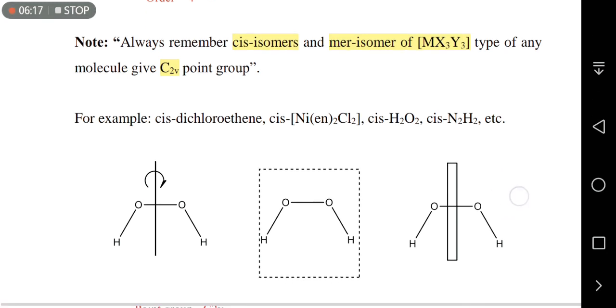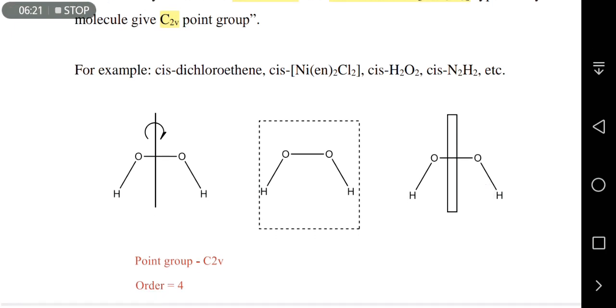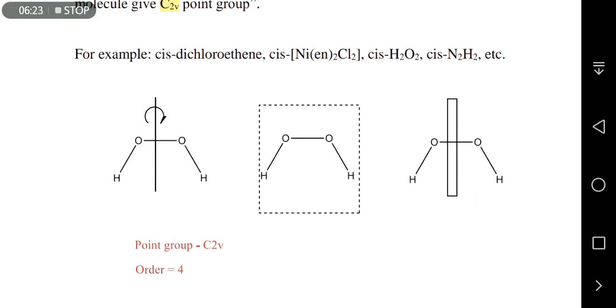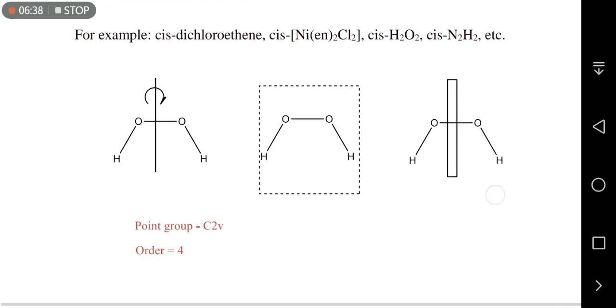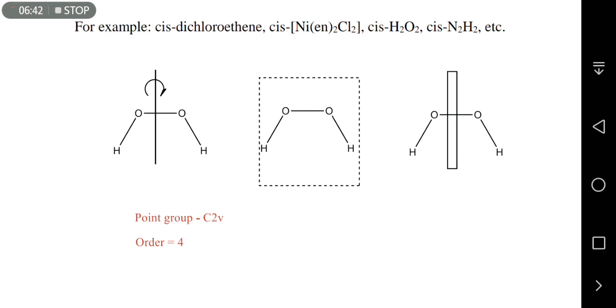Okay, now let's start. You can see here cis-dichloroethene, cis-Ni(en)2Cl2, cis-H2O2, cis-N2H2, etc. You know that N2H2 generally exists in trans form. If it's given in cis form, what is the point group of that molecule? You can draw it and find out the point group. So all such type of molecules have the C2V point group.